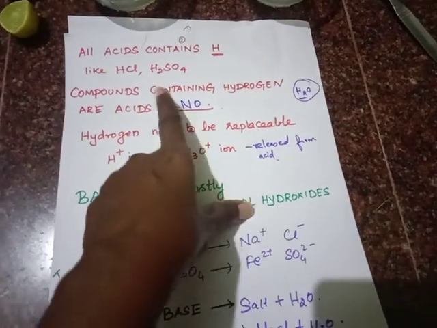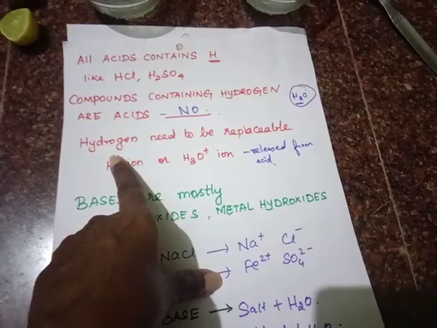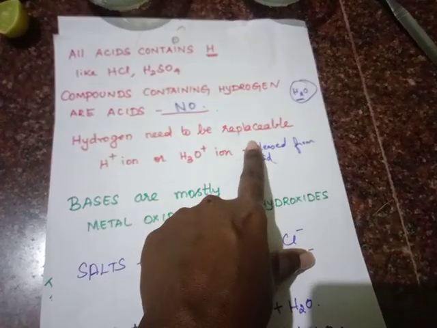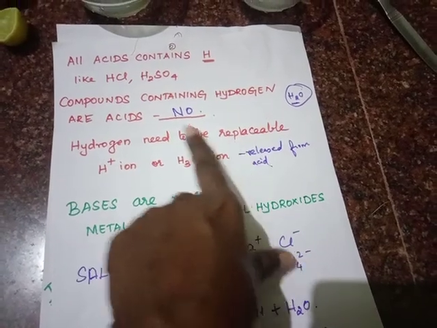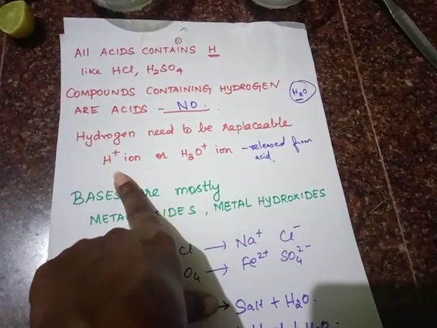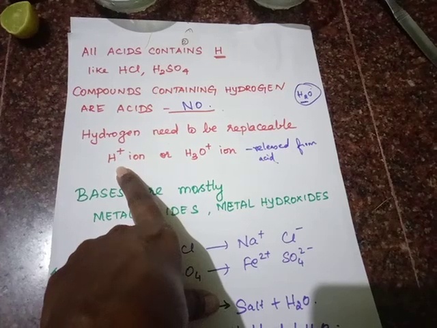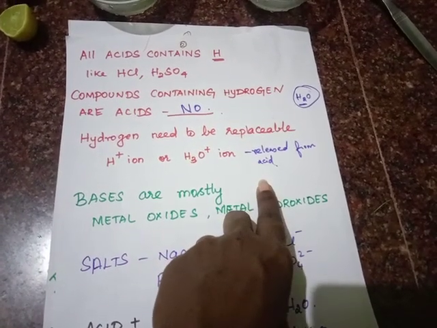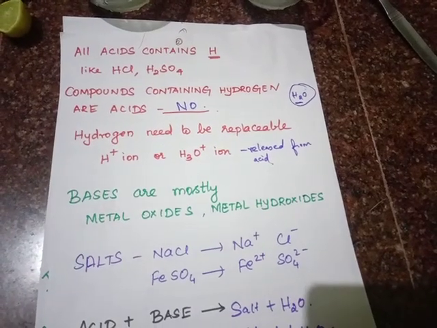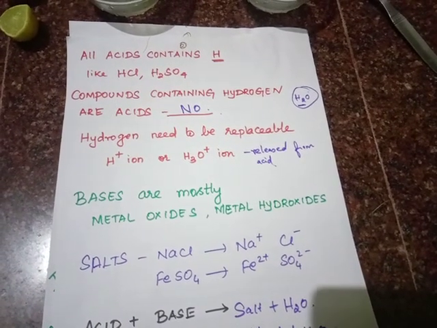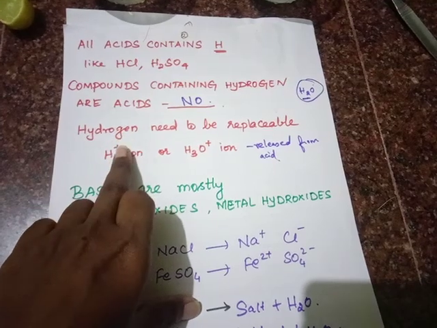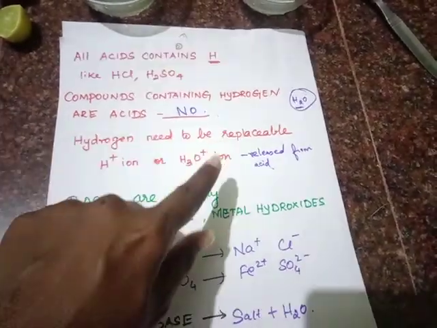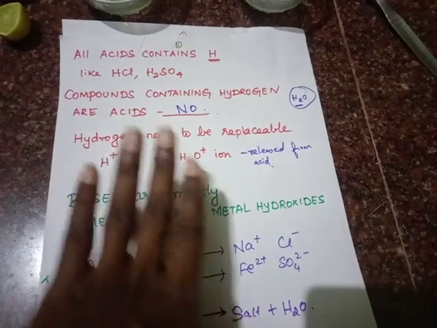Actually, the hydrogen present in acids must be replaceable. That is, hydrogen needs to be replaceable. When an acid reacts with anything else, H plus ion or H3O plus ion can be released. So when an acid reacts with any other thing, the first thing you should note down is that H plus ion or H3O plus ion must be removed. So hydrogen needs to be replaceable. That is actually the acid.